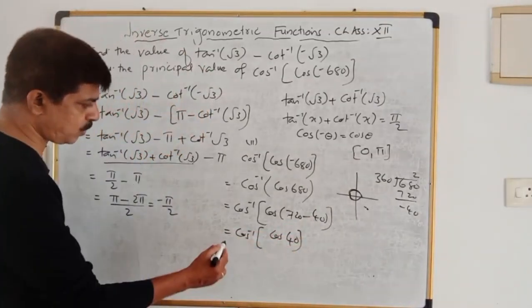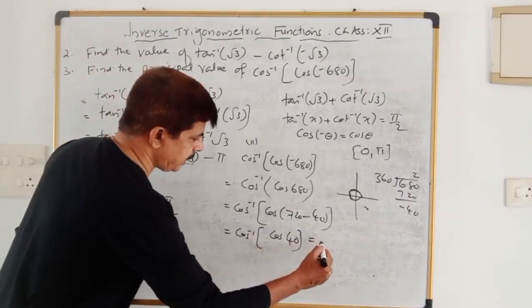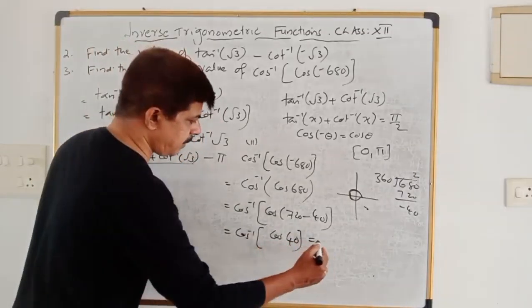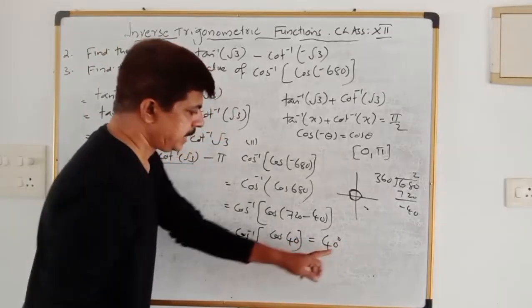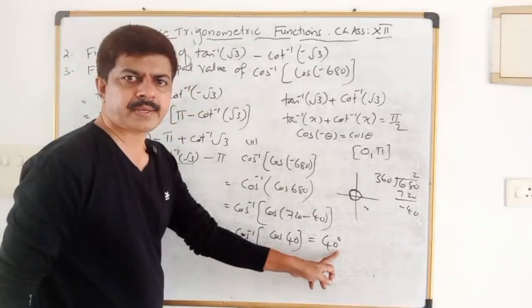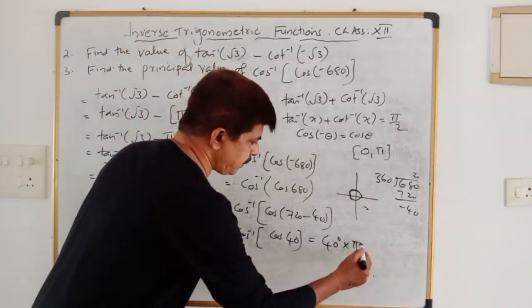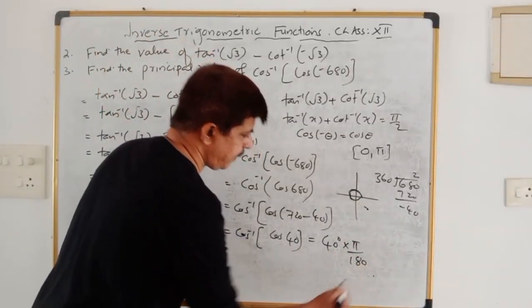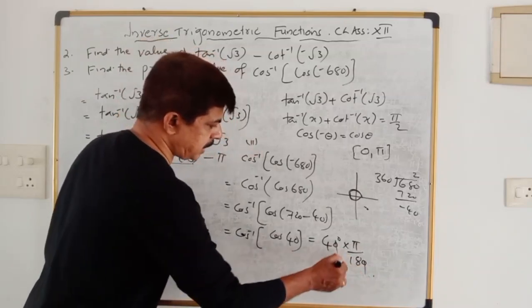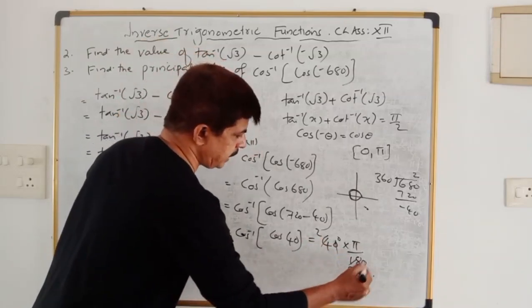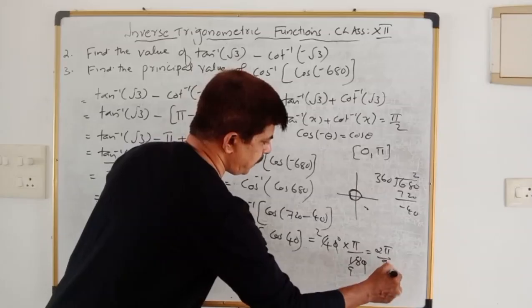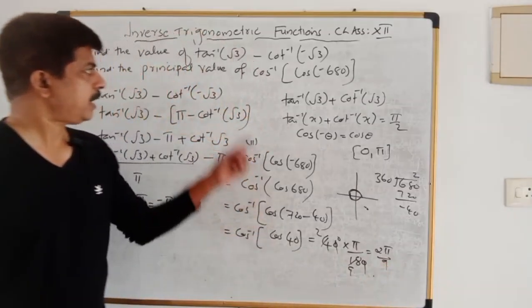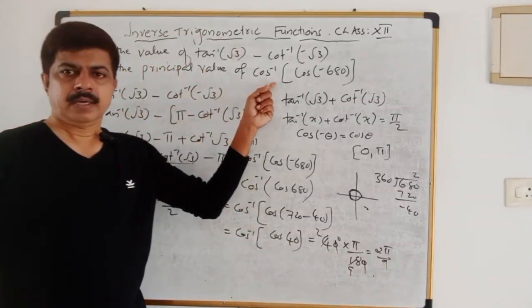Now we apply the property: cos inverse cos 40 becomes 40 degrees. So this degree measure we can convert to radian measure. How will you convert degree measure to radian measure? Multiply by pi by 180. The zero is cut, so 2 by 9. So what is the answer? 2 pi by 9. This is the value of this expression.